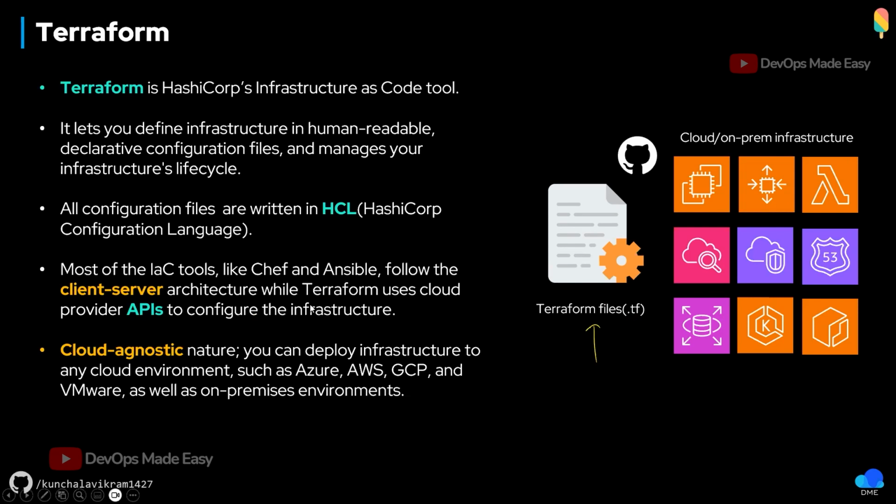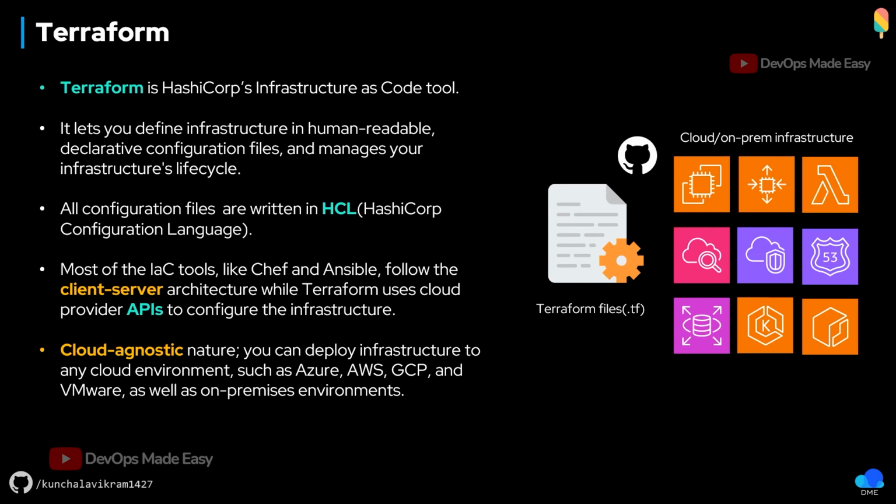So most of the IAC tools like Chef and Ansible, instead of calling them IAC tools, we can call them configuration management tools. So they follow client server architecture. Client server architecture means you will have a server component running and you also have client component running. But in case of Terraform, it is not based on client server architecture. It majorly uses the cloud providers' APIs to configure the infrastructure.